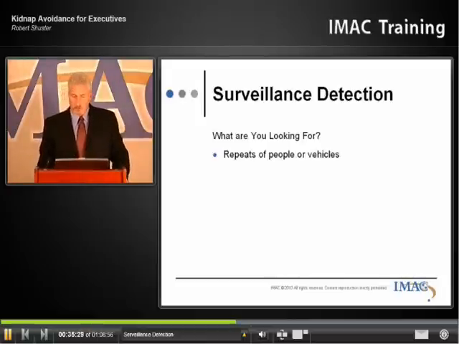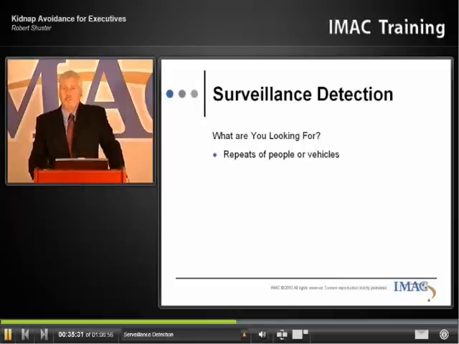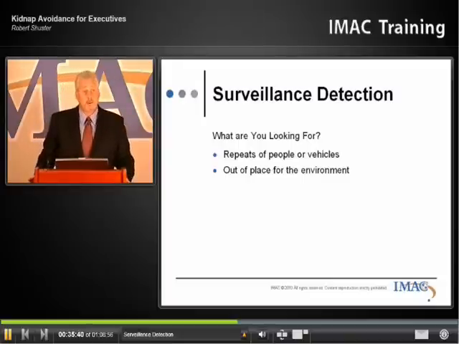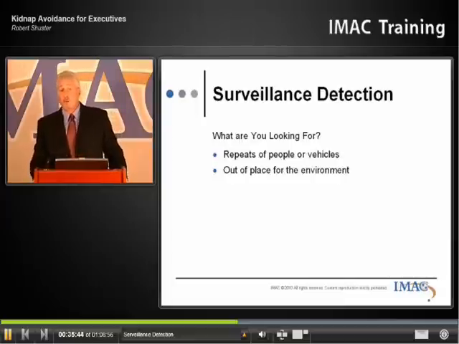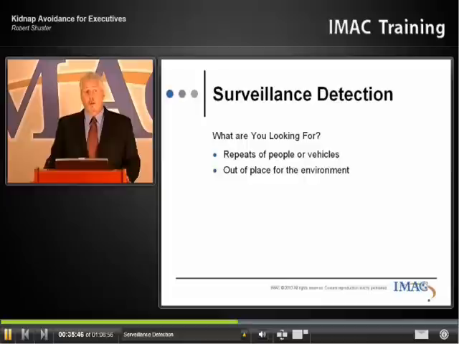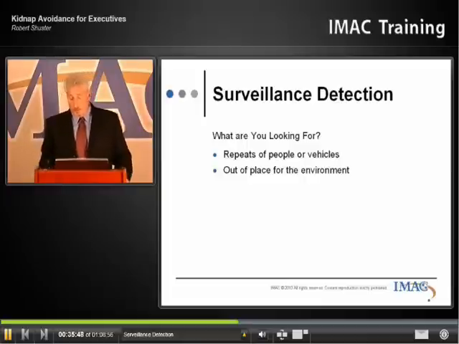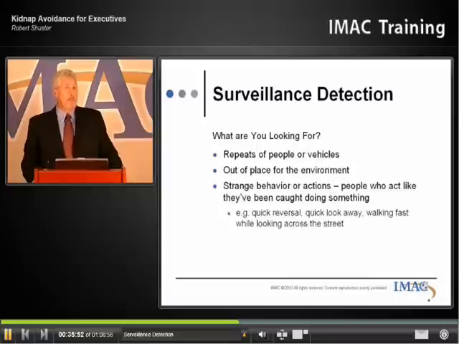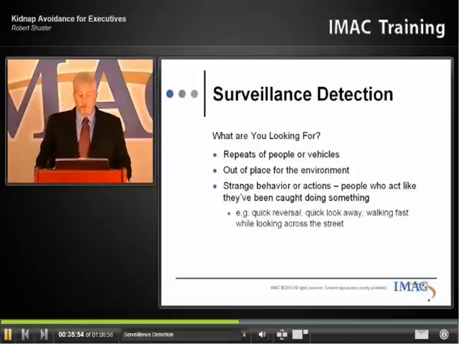They have to be noticed. Things that seem out of place. People that are going to do static surveillance, for example, need to pick a vehicle that's going to blend in, or a look about them that's going to blend into the environment, and that's frequently difficult. So if they look out of place, it's typically because they are for the environment. Strange behavior or actions that you may see. People who act like they've been caught doing something.